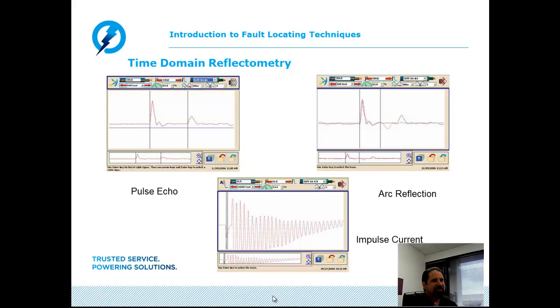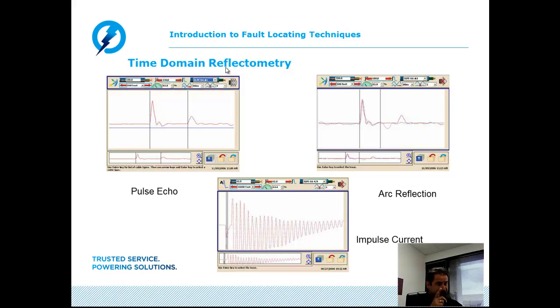Another technique that has been in the industry for many, many years is a technique known as time domain reflectometry, or sometimes just referred to as TDR. Now, key note is time domain reflectometry actually is made up of several subtle techniques, one of which is called the pulse echo, arc reflection, and also impulse current are all different styles of time domain reflectometry.